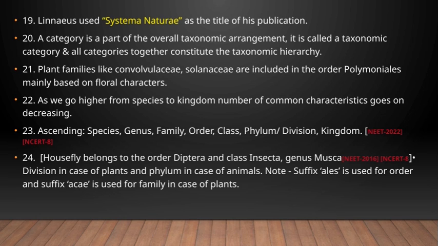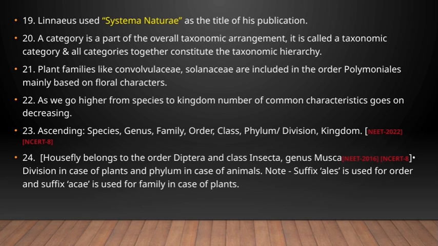Linnaeus, as many of you know, used the title Systema Naturae for his groundbreaking publication, which laid the foundation for modern classification. Now, when we look at the taxonomic system, we see that a category is simply a part of the overall arrangement. It's called a taxonomic category, and all these categories together form what we call the taxonomic hierarchy.